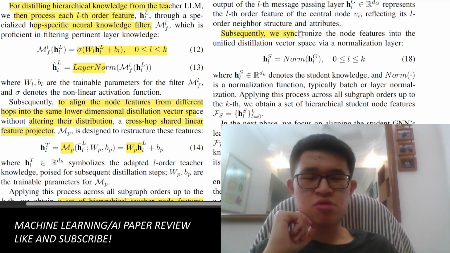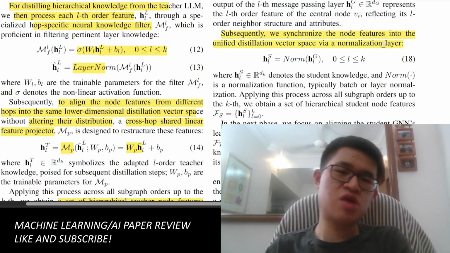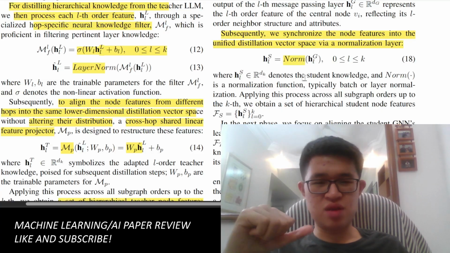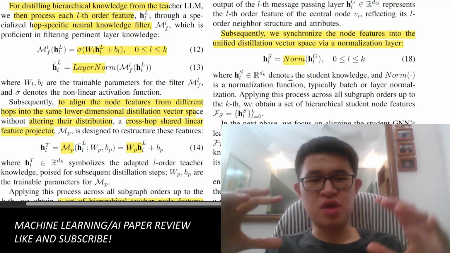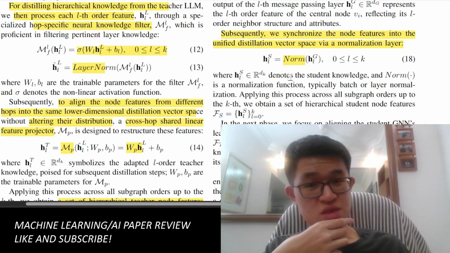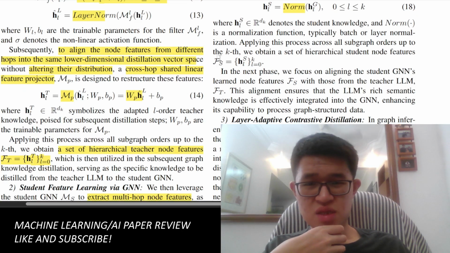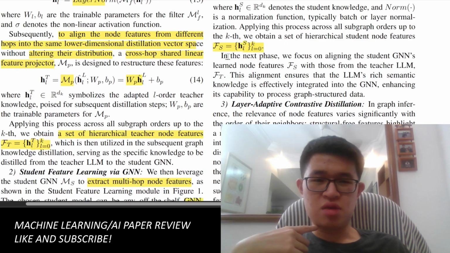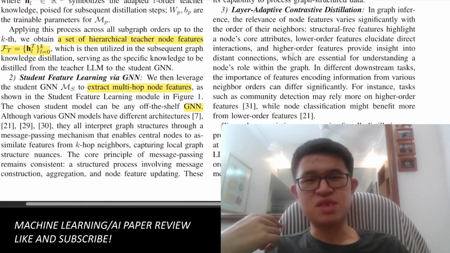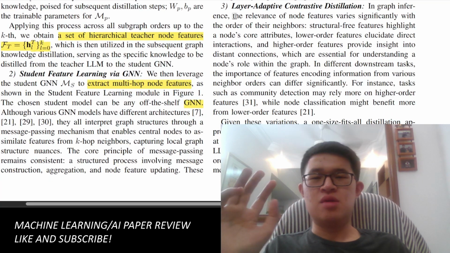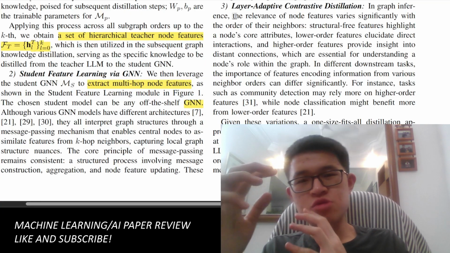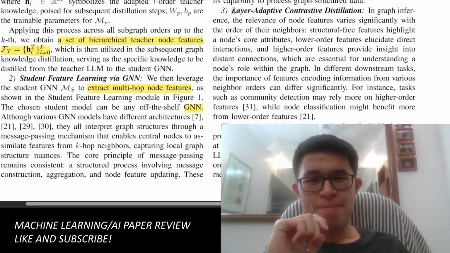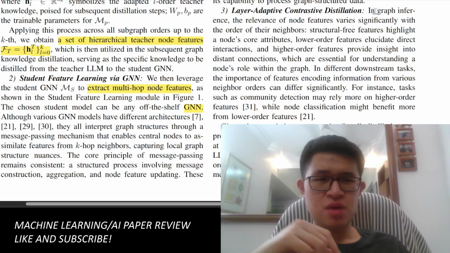Okay. So subsequently, they synchronize the node features into distillation vector space using a normalization layer. So they perform some kind of normalization in order to make it compatible with the teacher features, I think. And you can get the student features with this term. And now this is all what we have been waiting for. We have prepared the teacher features and the student features, and now we're going to do some knowledge distillation between those two. So, layer adaptive contrastive distillation.